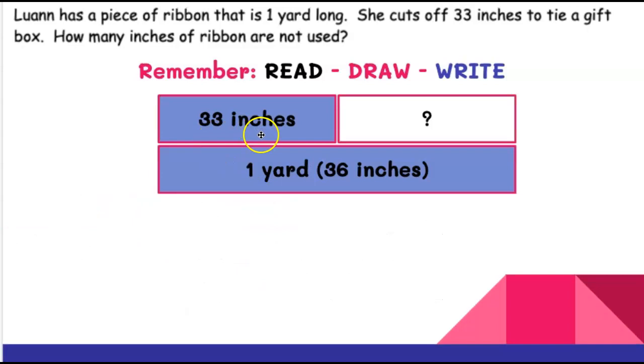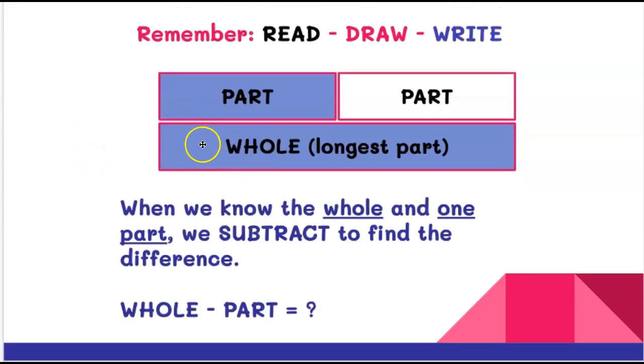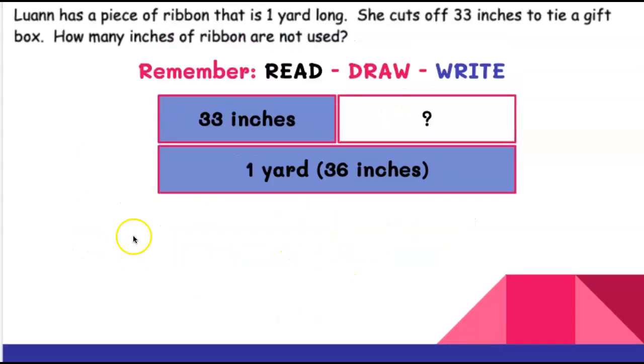So I put in my tape diagram, I know the total is 1 yard or 36 inches, and I know she used 33 inches. I have to figure out how much ribbon is not used, so the second part. So when I know a whole and one part, I have to subtract to find the other part. So I'm going to do an equation that says 36 minus 33 to figure this out. So we read, you should have drawn this tape diagram. If you haven't, maybe pause and do it now, or you can do it for the next one. And now we're going to write an equation. So why don't you write an equation that shows how we're going to solve. Press play when you're ready to move on.